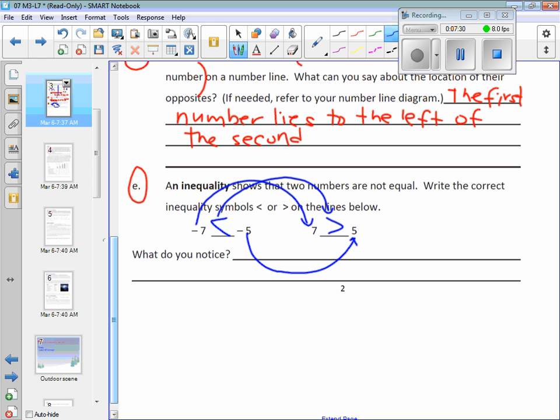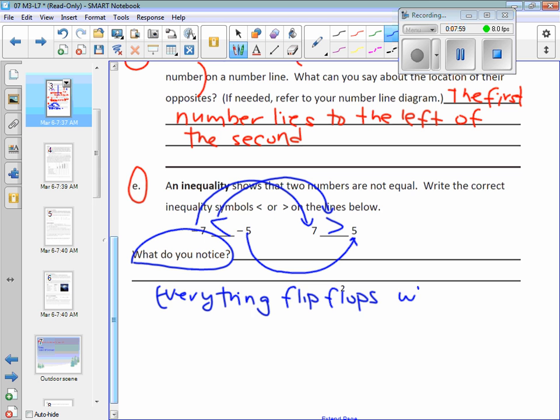But the homework really refers to this idea of what's going on on page 2. Okay? What do you notice? Well, I kind of showed it to you. Everything flip-flops, if you want to put it into words. Everything flip-flops when you do opposites. Anything that you want to put into words that makes sense. Everything flip-flops when the integers are the opposites. I'll write it out as that.